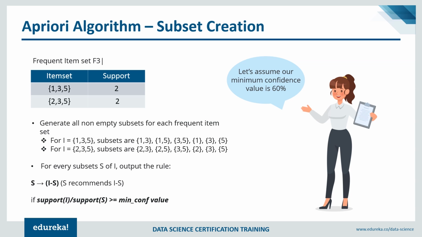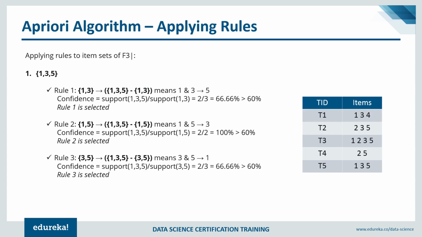Now what we're going to do is generate all the subsets of each frequent item set. Let's assume that our minimum confidence value is 60%. For every subset S of I, the output rule is S recommends I minus S, if the support of I divided by the support of S is greater than or equal to the minimum confidence value. Then only we'll proceed further. Keep in mind that we have not used lift till now. We are only working with support and confidence.